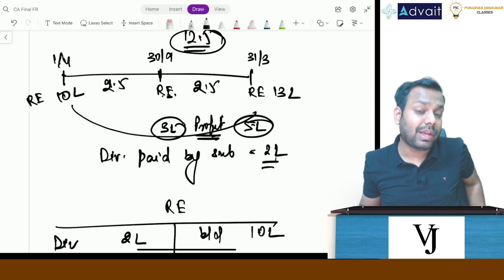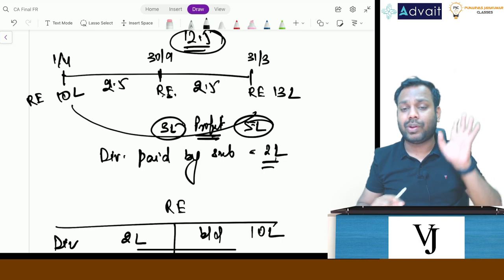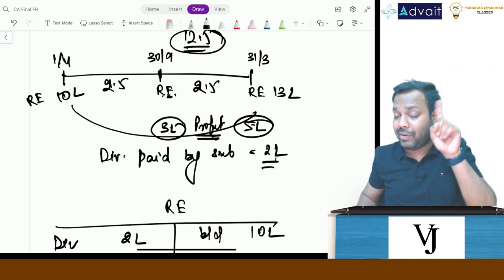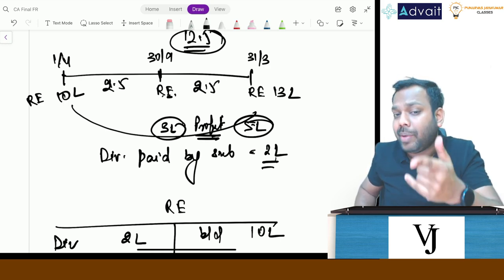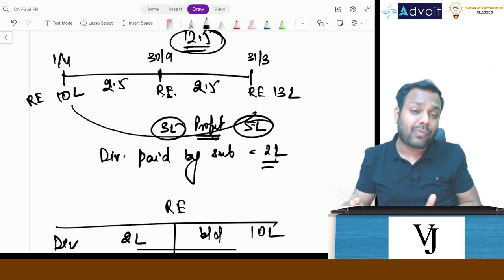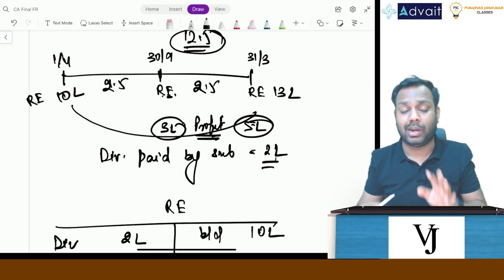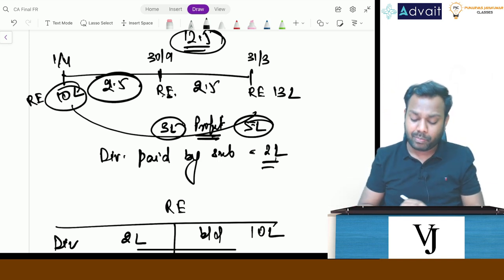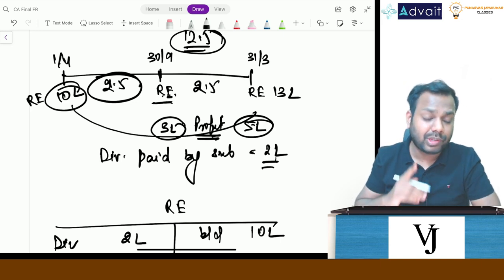So please be careful. When the opening RE, closing RE, and the dividend paid are given, first calculate the movement, then add the dividend paid by the subsidiary to the movement, okay? That will give you the correct amount of profits. Now distribute the profits evenly in the pre-acquisition period and the post-acquisition period, right? So opening balance plus the pre-acquisition period profit will give you the RE on the date of acquisition. This is how you have to calculate.